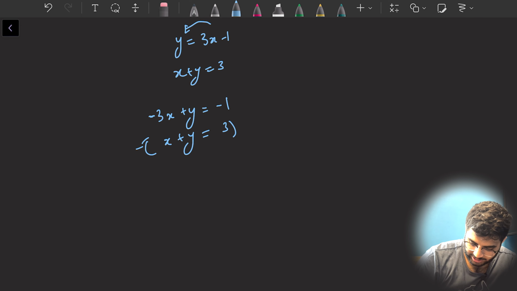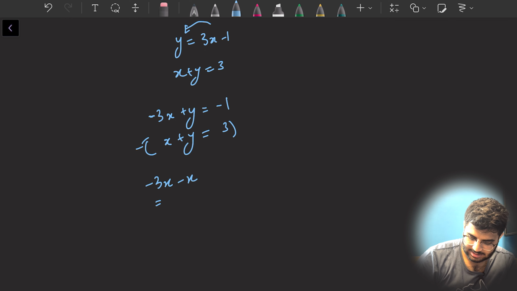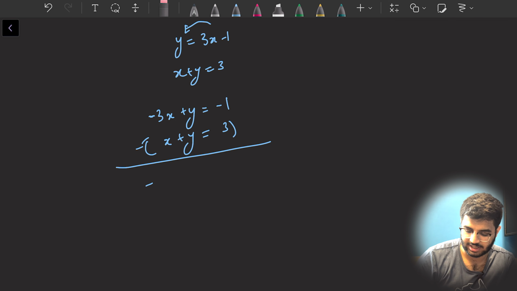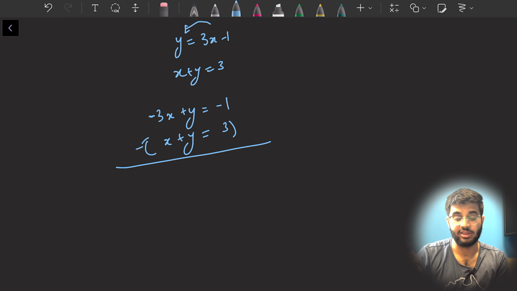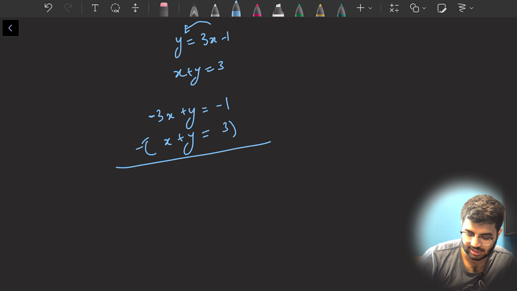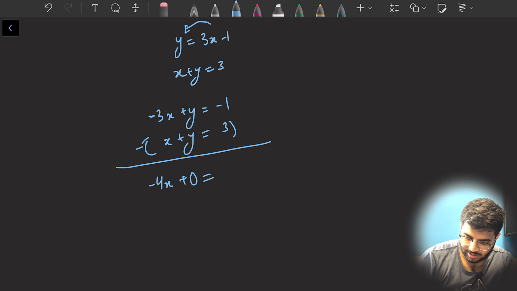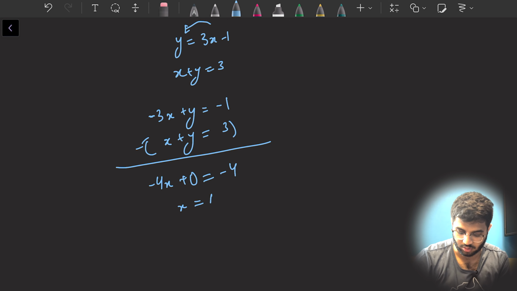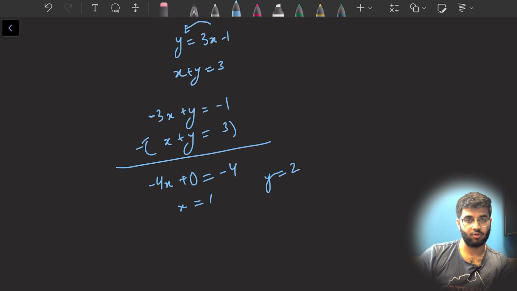And when I do that, what I get is negative 3x take x. It's like a normal subtraction that you would do with numbers. It's the same thing we're doing here. So you have negative 3x take x, which is negative 4x. You have y take y, which is 0. And you have negative 1 take 3, which is negative 4. Again, that gives x is equal to 1. And now you follow the same process where you sub it back in and you get 2. So that's essentially the process for elimination.